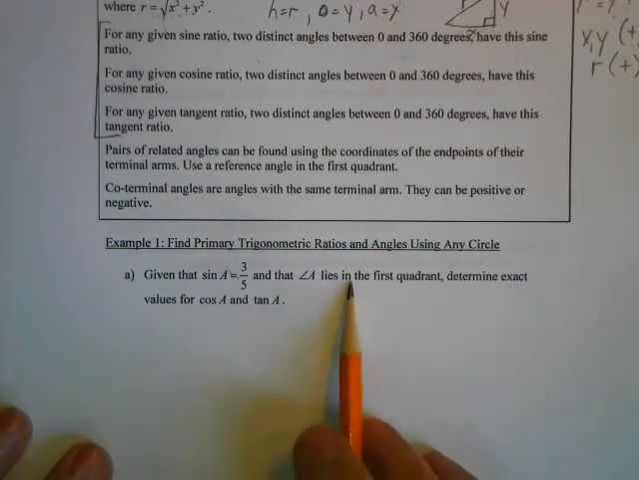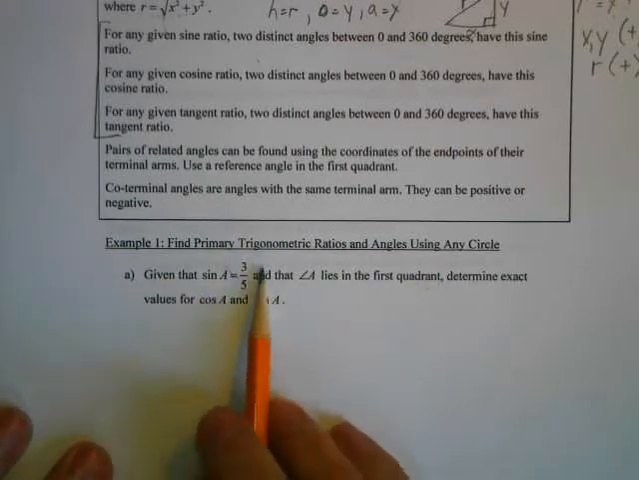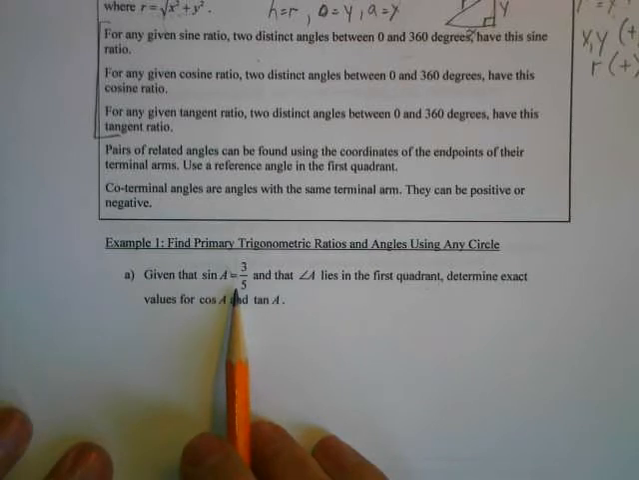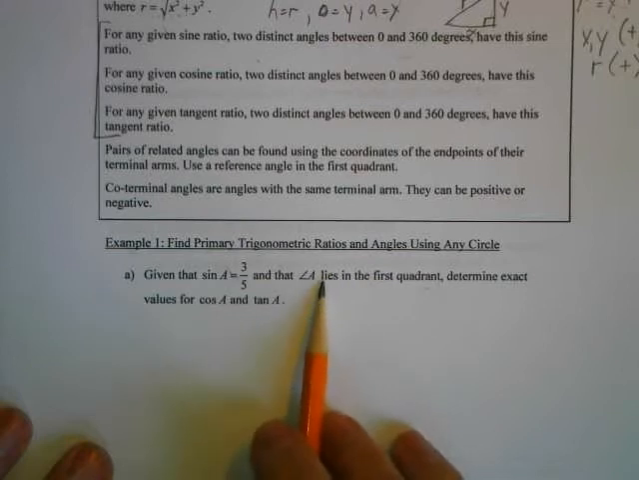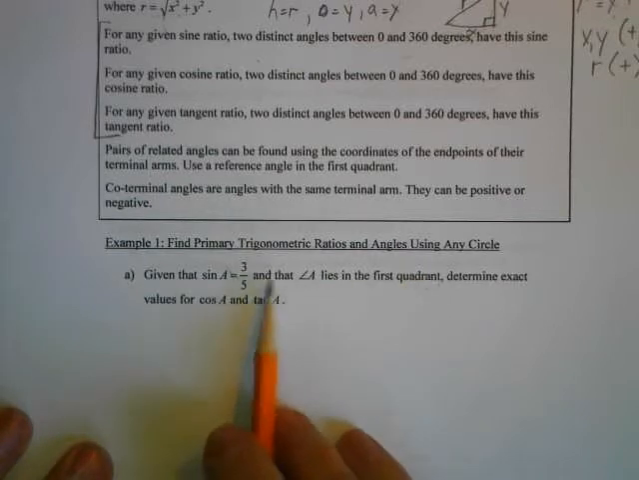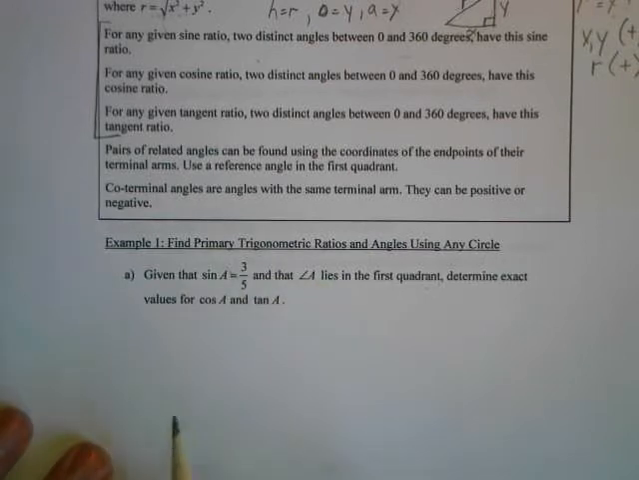Okay, notice they told us that it lies in the first quadrant, and that's because of what I mentioned earlier, that there's actually two angles that will satisfy this. And we're going to talk more about that too. But that little piece of information will narrow our answer down to one unique value. Whereas if they didn't put that there, there could be two possible answers.